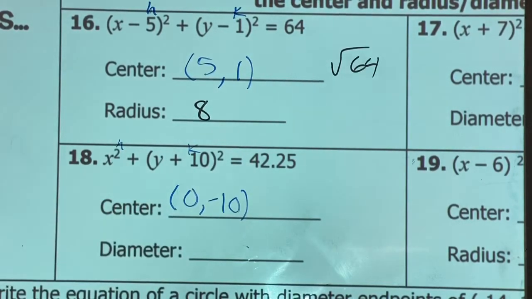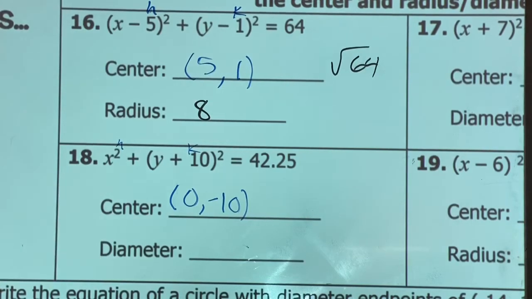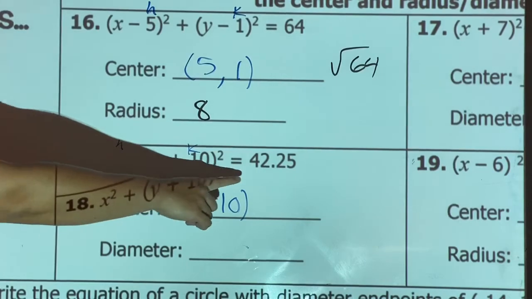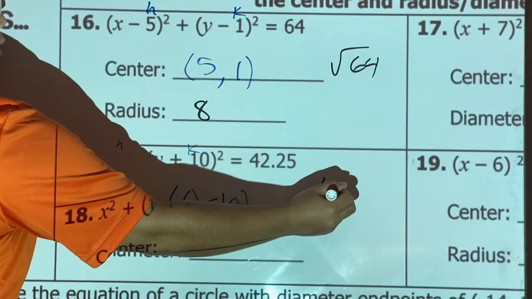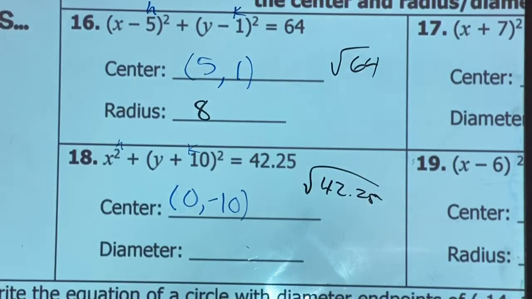So that's the center. And then they're asking here, it's a trick question, but they're asking for the diameter. They're not asking for the radius, right? So remember, we have to find the radius first by going 42.25 and taking the square root of that. So if you take the square root of that, you would get 6.5.